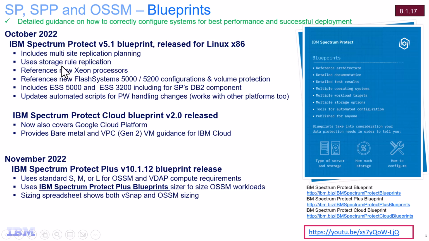Remember, the blueprints give very clear guidance on hardware recommendations, and so it now references the new Xeon processors, as well as the new FlashSystems 5000 and 5200 configurations and volume protection. It now also references ESS 5000 and ESS 3200, and a new piece is that it includes references for putting your Spectrum Protect database, that's our DB2 component, out on these ESS entities.